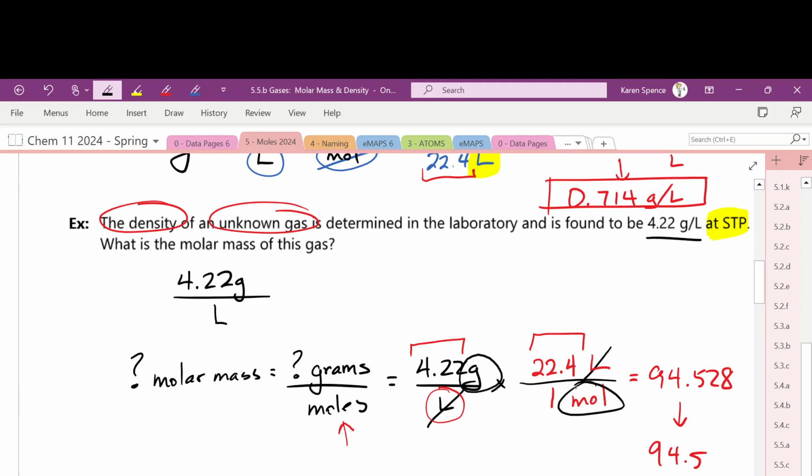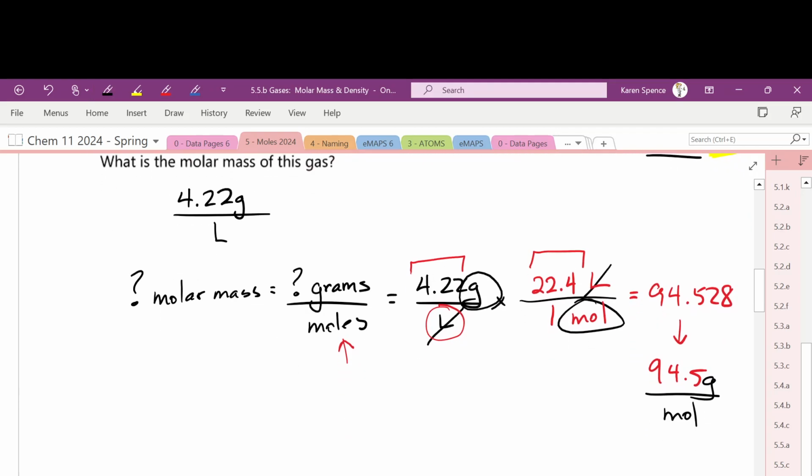Grams over moles. My grade 12s, oh my gosh. They're most of the way through grade 12 chemistry, and I've still got people saying things like this: molarity divided by liters equals moles. I had at least 5 people do that. And I'm like, oh, honey, that is so wrong.